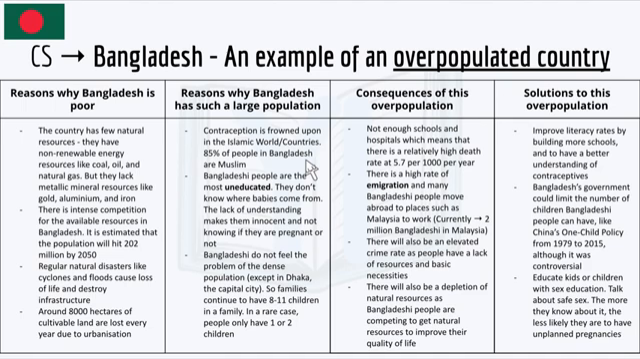And a solution to this overpopulation is that they can improve their literacy rate by building more schools. And the Bangladesh government could limit the number of children Bangladeshi people can have, like the one-child policy in China. And people can educate Bangladeshi children with sex education and talk about safe sex, and the more they know about it, the fewer unplanned pregnancies they are going to have.